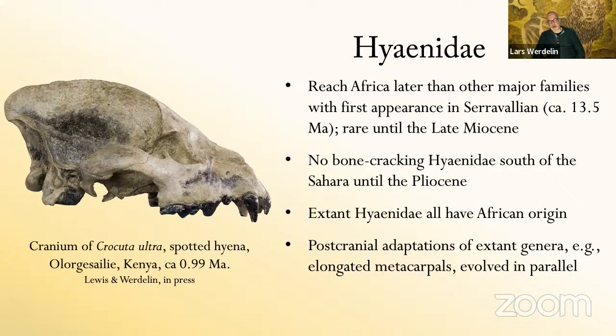The extant Hyaenidae, four species in four genera, the three large bone-cracking forms, spotted, striped, and brown, as well as the aardwolf, Proteles, a termite eater, all have African origin. So this really is an African group today. And interestingly, all of these taxa seem to have adapted to the opening of landscapes in the Pleistocene in parallel.